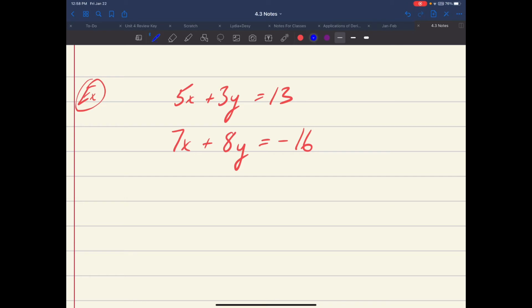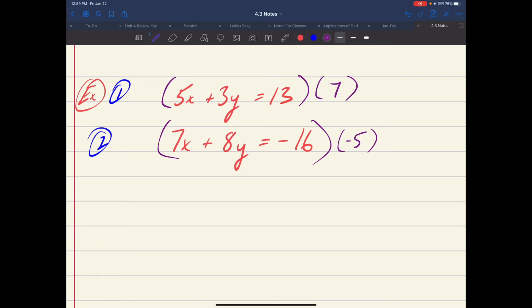So I'll number these just so I can reference them easily. And it doesn't matter which one you eliminate first. I will eliminate the x's first. And this 5x needs to be a multiple of 7x, and the 7x needs to be a multiple of 5x. So again, I just swap those numbers. So I put the 7 up here and the 5 down here. And one of them needs to be negative, so I'll make it the 5. The only reason I'm making it negative is because both 5x and 7x are positive, so if I just multiply them by positive numbers, they'd stay positive.